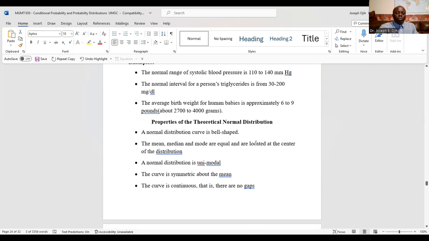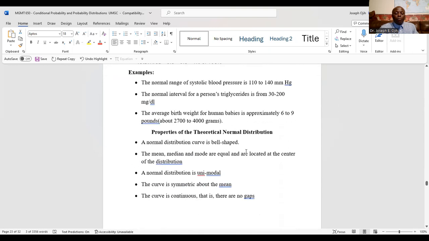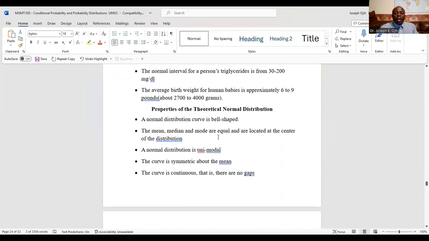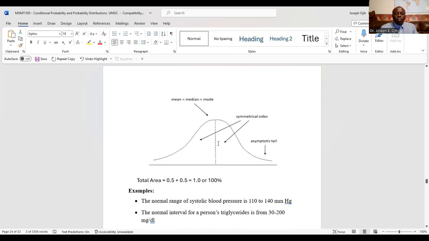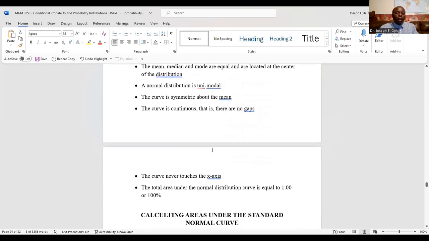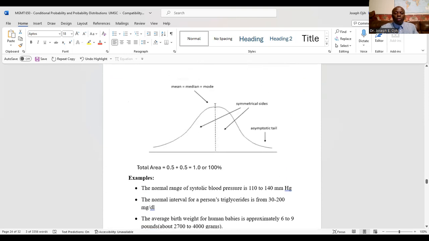This leads us to the properties of the normal distribution. One is that a normal distribution curve is bell-shaped, shaped like a bell. You can see right here, shaped like a bell. The mean, median, and mode are equal and are located at the center of the distribution right here. A normal distribution is unimodal. It has only one mode. The tallest part of it is the mode.